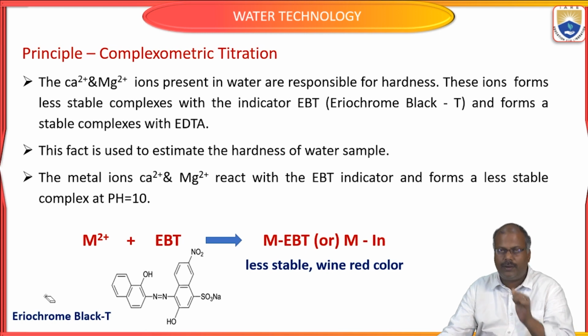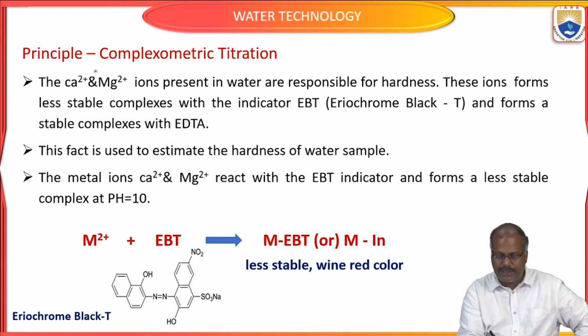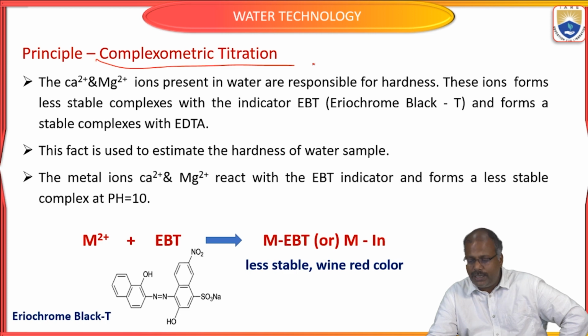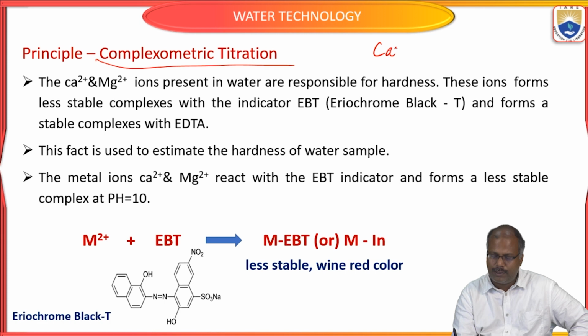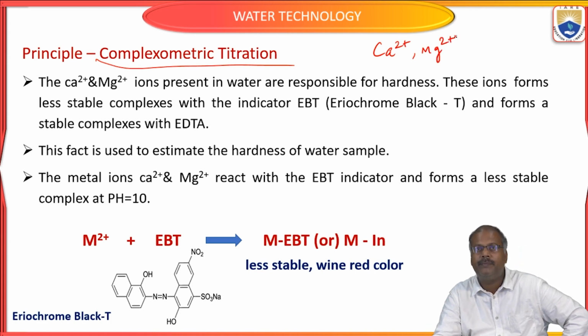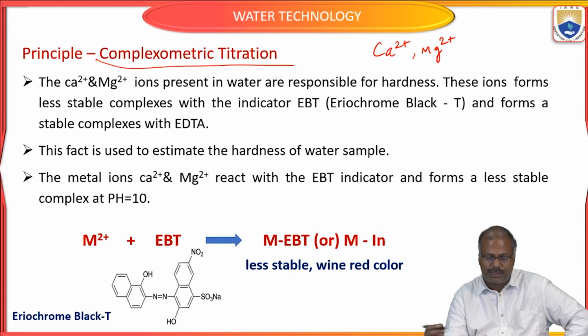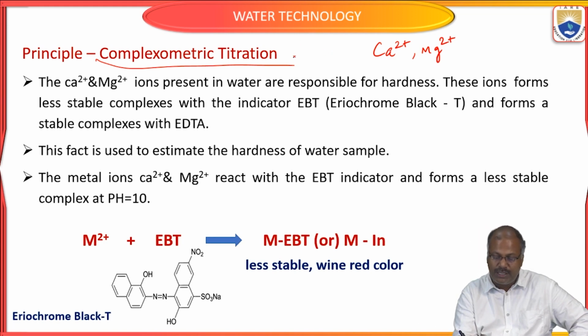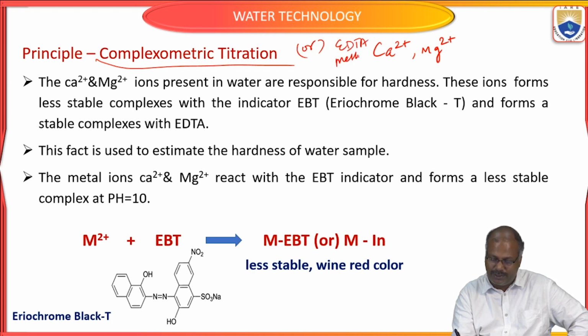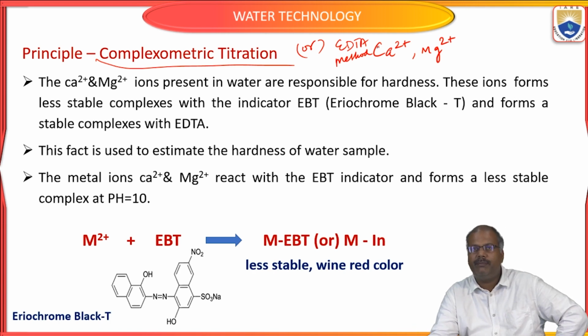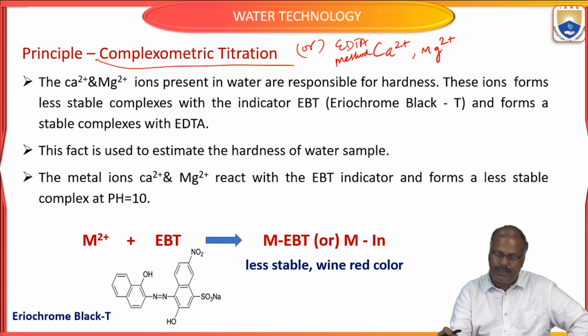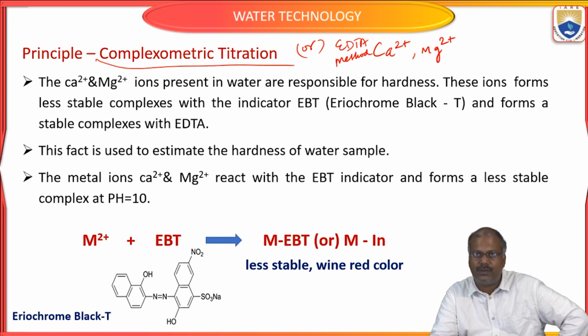Next. What is the principle of this complexometric titration? Since we are using EDTA, and EDTA binds with calcium 2+ ions and magnesium 2+ ions in hard water, we call this method the complexometric method or EDTA method, or complexometric titration, where calcium EDTA or magnesium EDTA complexes are formed.